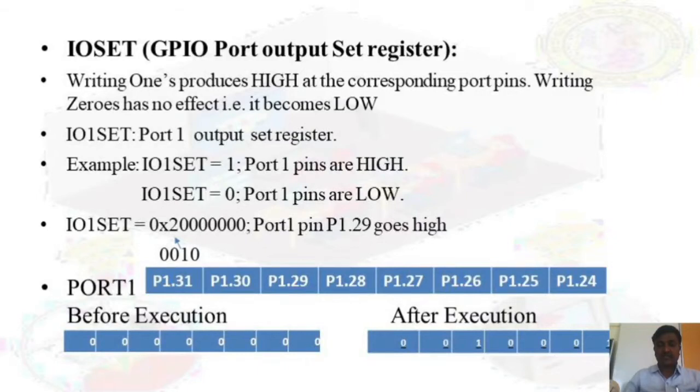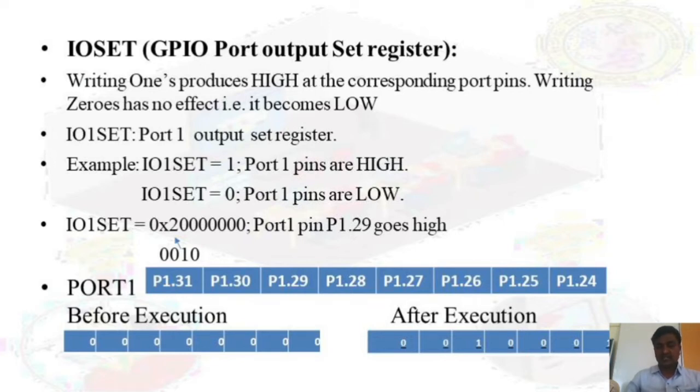The next instruction we are going to use is IOSET, that is GPIO, General Purpose Input Output Port Output Set Register. Writing 1 produces high at the corresponding port pins, writing 0 has no effect. Here IO1SET is the port 1 output set register. For example, if IO1SET equal to 1, then the port pins become high, that means those pins are working as output. IO1SET equal to 0, the port pin value goes from high to low.